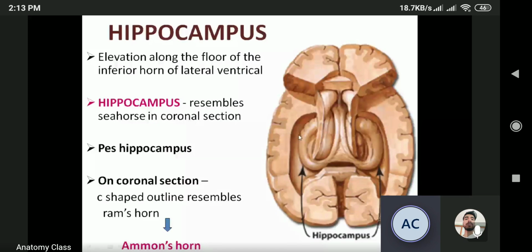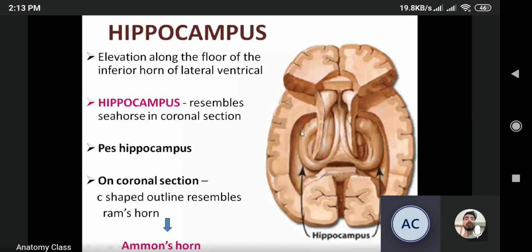Okay, and to trace it, the anterior end of the hippocampus presents a bulbous extremity, which is marked by a number of oblique grooves, which resembles the paw of an animal. Hence, it is also called pes hippocampi. As it resembles the paw of an animal, it is also known as pes hippocampi.